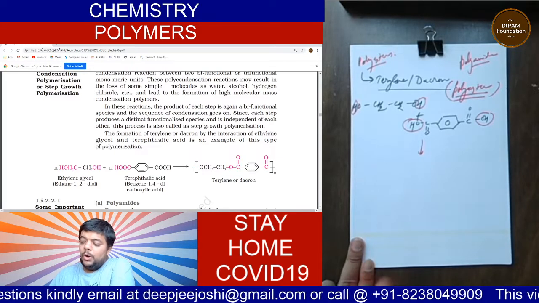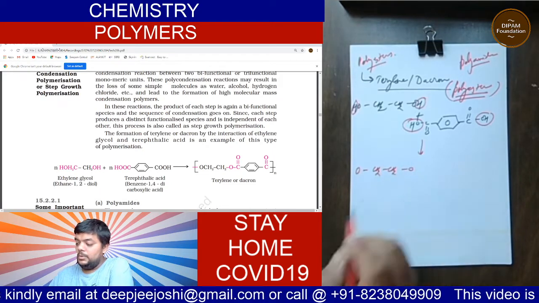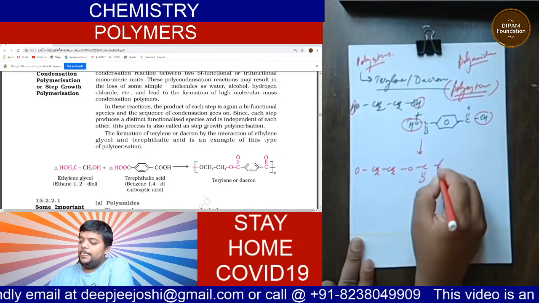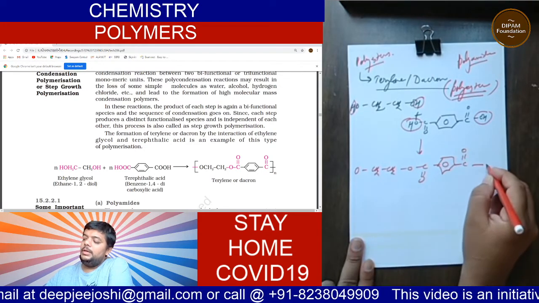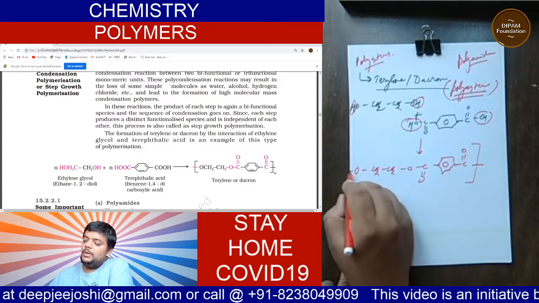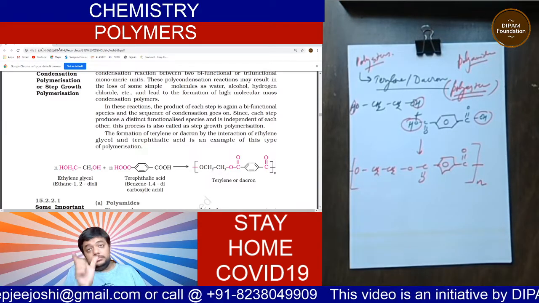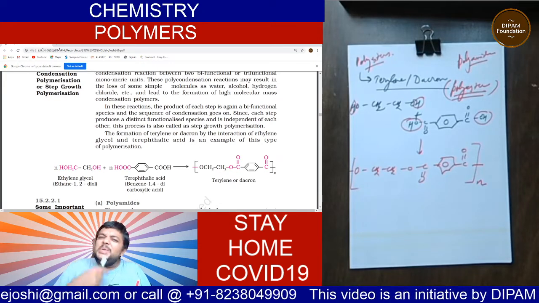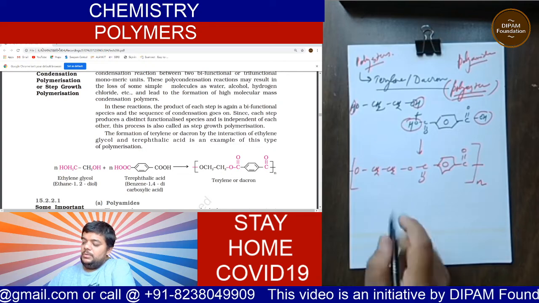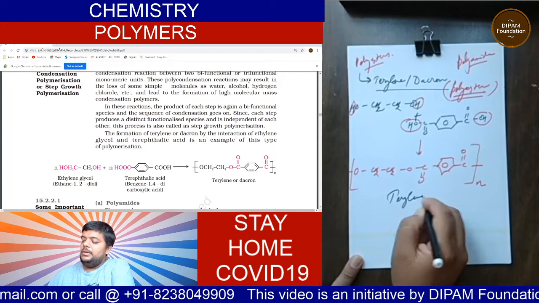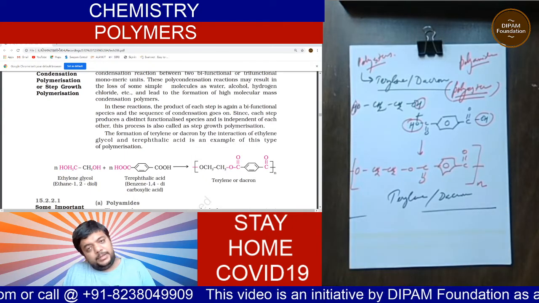So I write O followed by CH2CH2O, CO, a benzene ring, a CO. So this is one Dacron repeating unit. It keeps on repeating thousands of times, and that results into terylene or Dacron. So this is how it works, friends.